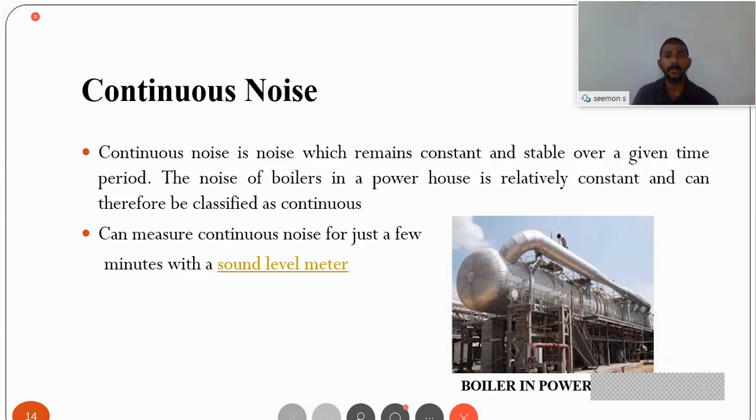The main example is engines in industries. If an engine is continuously running, that is termed continuous noise. Another example is a boiler in a power plant. This is also one of the examples of continuous noise. And continuous noise can be measured by a sound level meter.